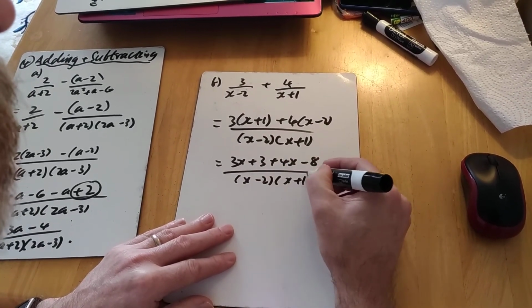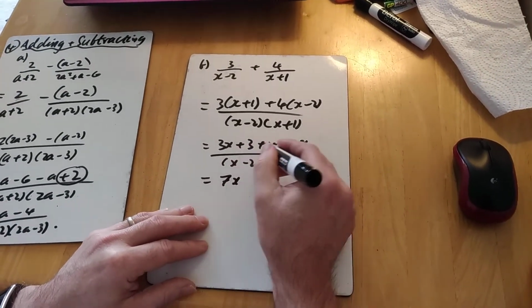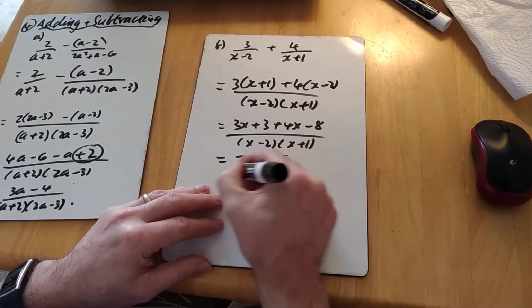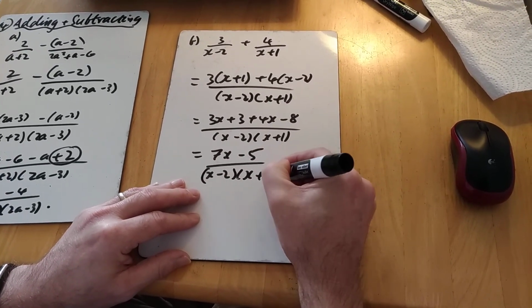Do not, unless you really have to, times the bottom out at all. 7x and plus 3 minus 8 is minus 5. Doesn't cancel down, so that is my answer.